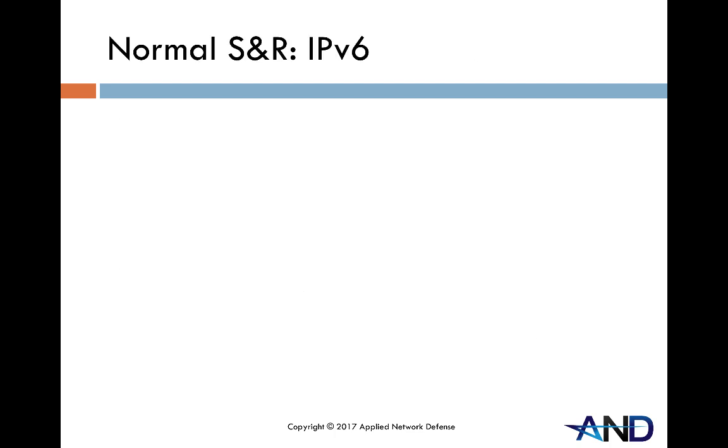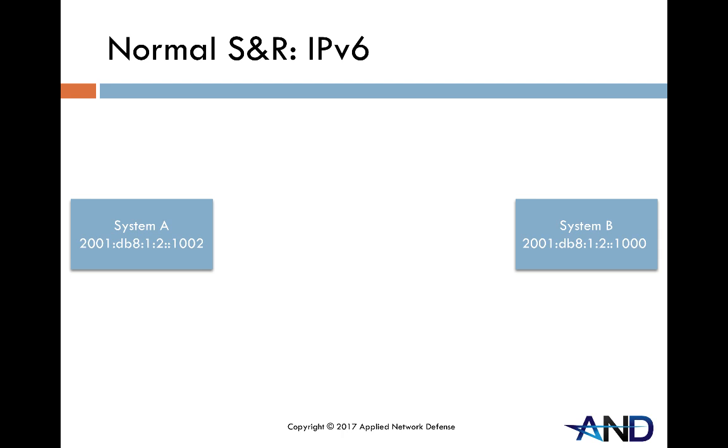Now that you understand a little bit about IPv6 addresses, I want to talk real briefly about normal stimulus and response. It's not too much different than normal IPv4 stimulus and response. In this case, we have 2 systems communicating with each other, System A and System B, using global addresses. You'll notice that we start with 2001, then DB8 and so on. They're not link local addresses, and they're going to be communicating with each other.